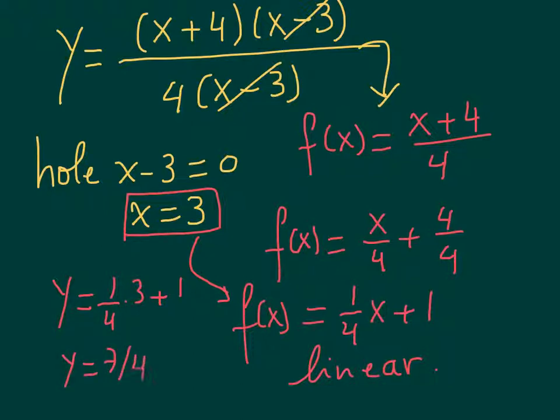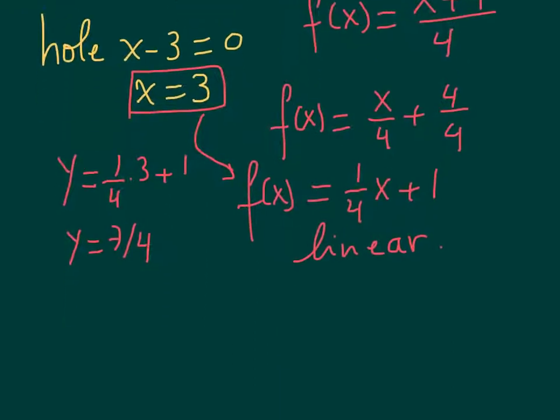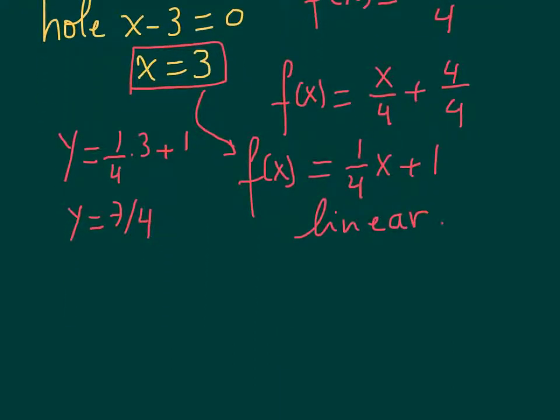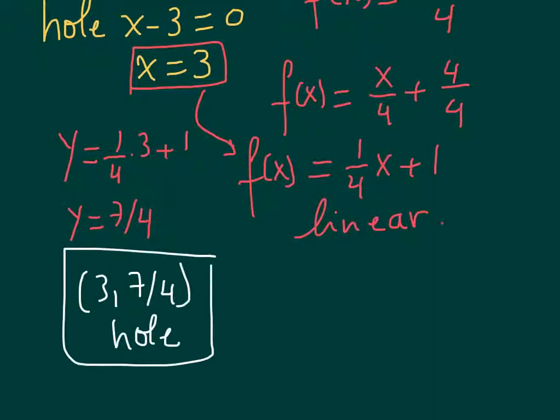So the hole is going to be at the ordered pair (3, 7/4). This is all that this graph has. It has only a hole. It doesn't have a vertical asymptote, and it doesn't have a horizontal asymptote. Let's go ahead and graph it.